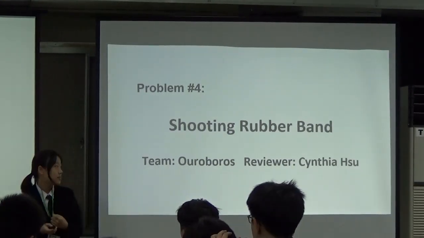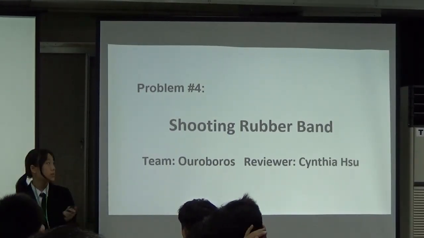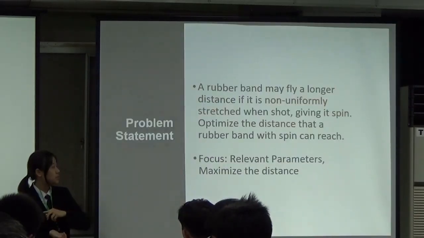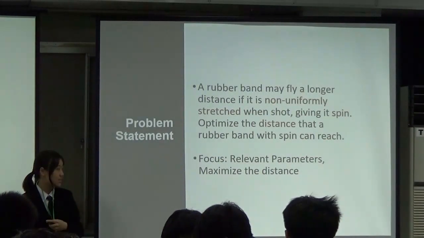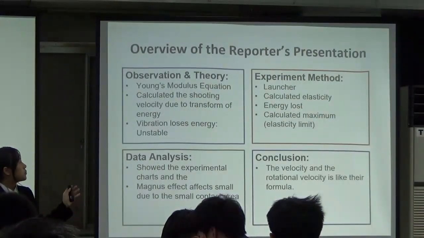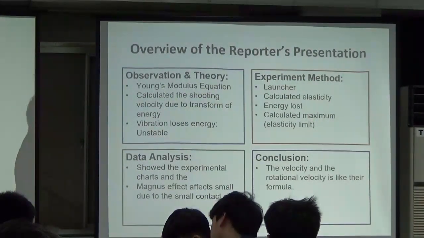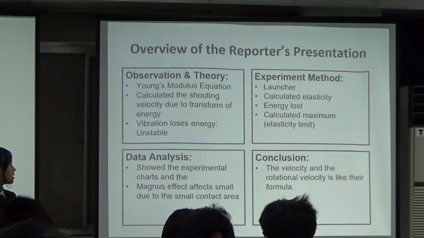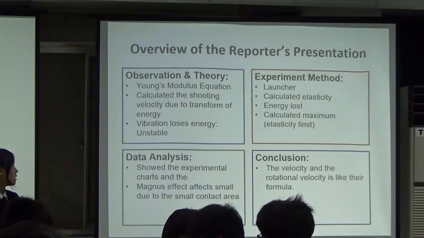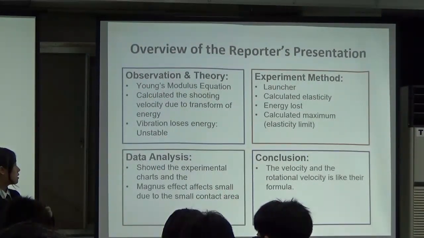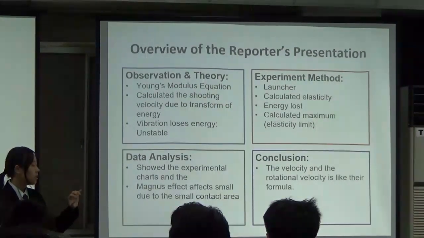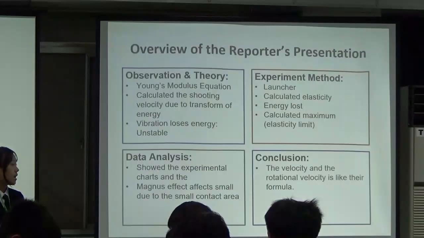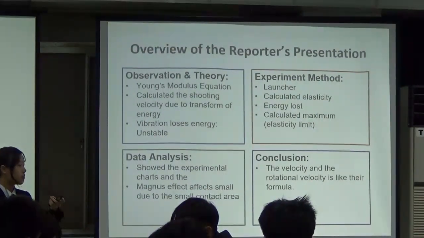As one of the judges, I'm going to review problem number 4. So this is the problem statement, and they focus on the relevant parameters to maximize the distance. So this is the overview of the reporter's presentation. For the observation and theory part, they used the Young's modulus equation and calculated the shooting velocity and the rotation velocity, and they calculated the energy loss, for example, the vibration and the instability. And for their experiment method, they used a launcher and calculated the elasticity of the rubber band, considered the energy loss, and calculated the maximum distance one rubber band can reach.